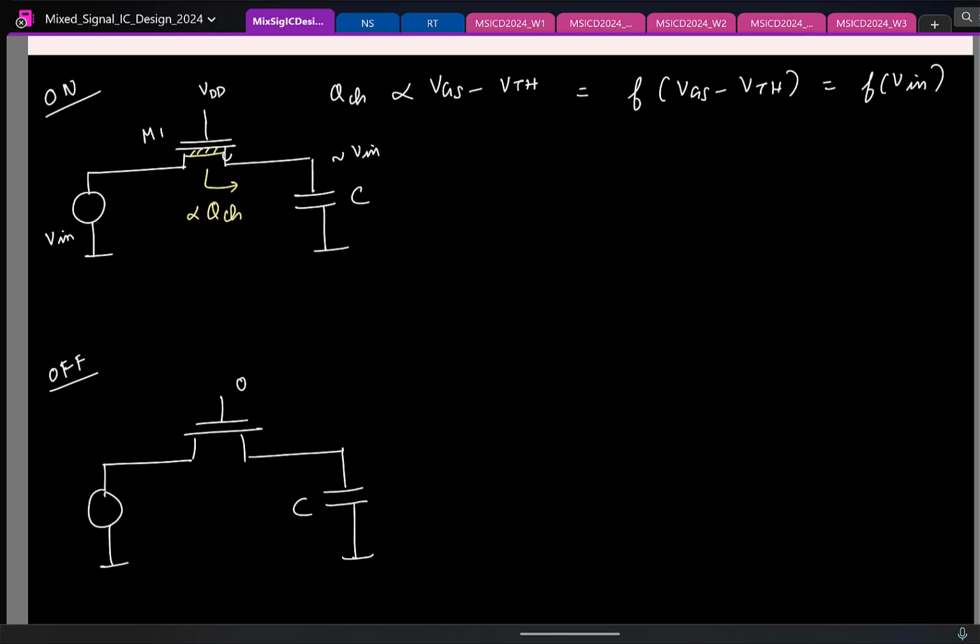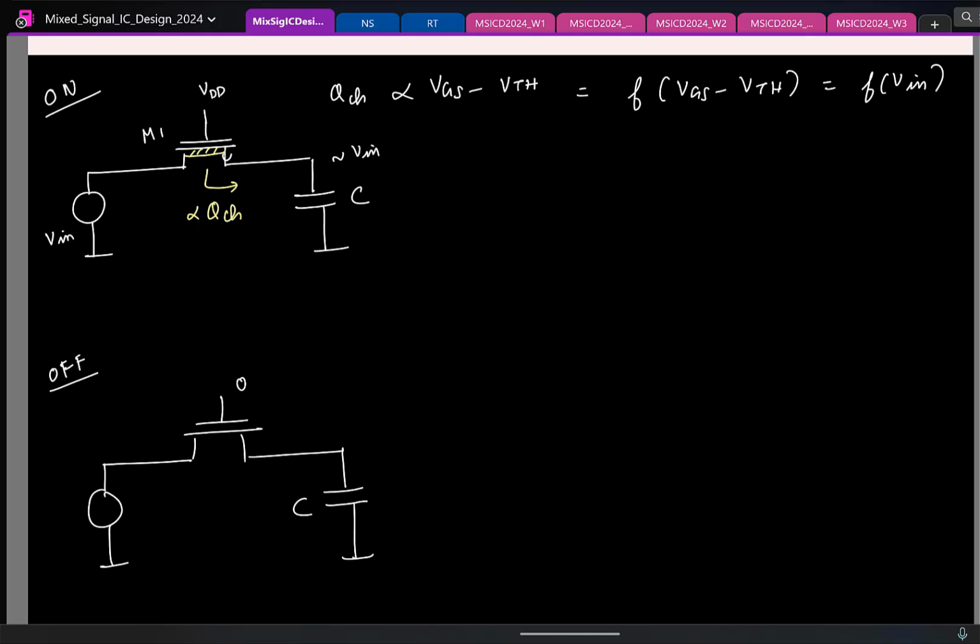Why are you so partial towards this part? It can go either way. I don't know. Alpha can be close to 1. Frankly speaking, I don't care now. You just need to understand that some channel charge, it can be the entire thing or a small portion, will get injected onto my sampling capacitor. Okay? But we don't know what the source resistance here is.